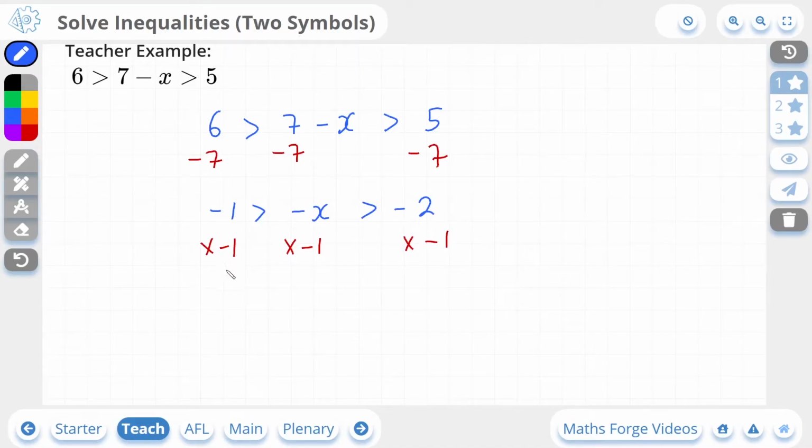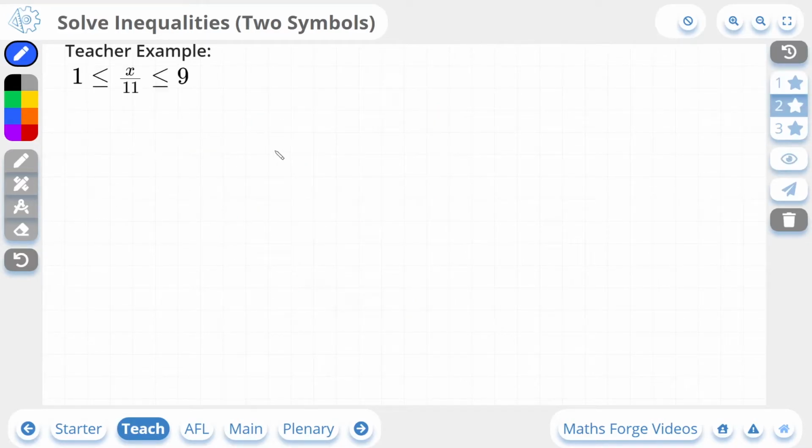So negative 1 times negative 1 is 1. Because we're multiplying by negative throughout, we're going to flip the inequality symbols. So this greater than now becomes a less than. Negative x multiplied by negative 1 gives us positive x. And then this inequality symbol flips around as well. And then we have negative 2 multiplied by negative 1, which is positive 2. And this is our answer. If we check our answer, there it is.